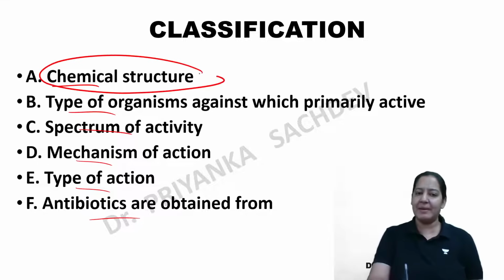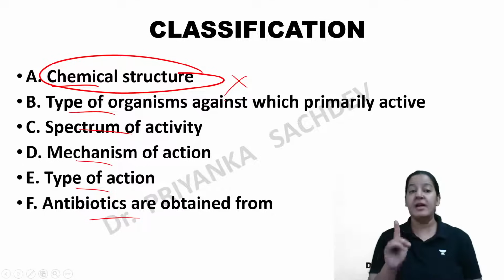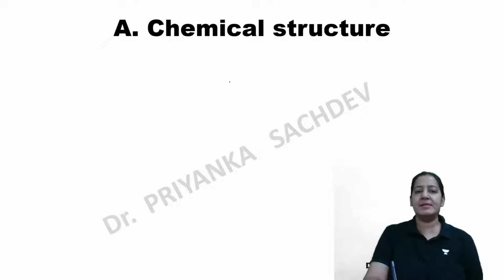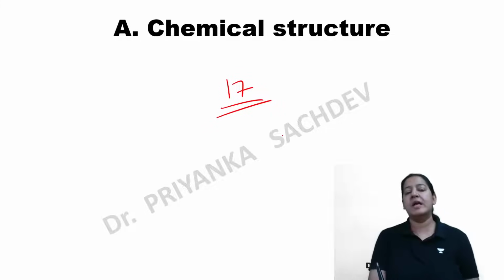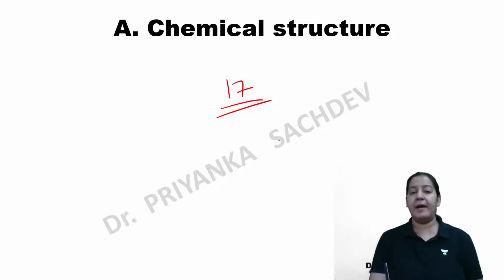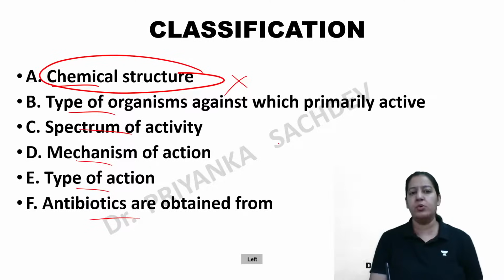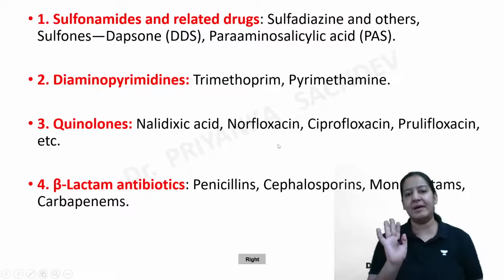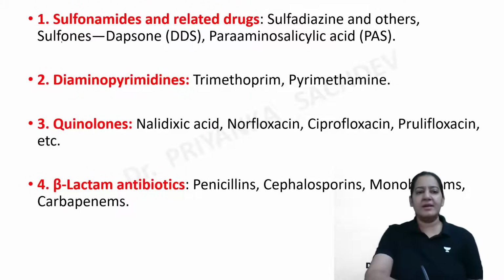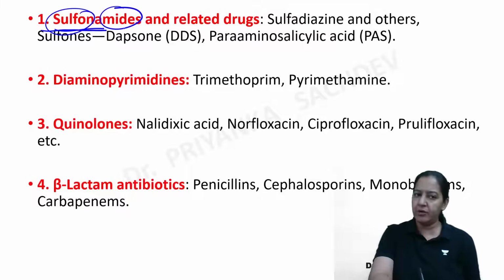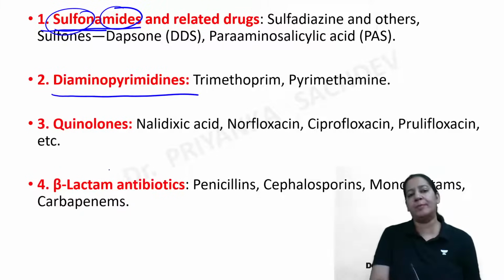The first classification is based on chemical structure. This classification is not at all important, but for your knowledge, you should know that based on chemical structure, there are 17 different groups we divide the antibiotics or antimicrobial drugs into. Chemical structure is the chemical formula of the drug. There are some drugs which have sulfone and amide group in them. They are known as sulfonamide. There are some antibiotics which have diaminopyrimidine group. There are some which have quinolones.